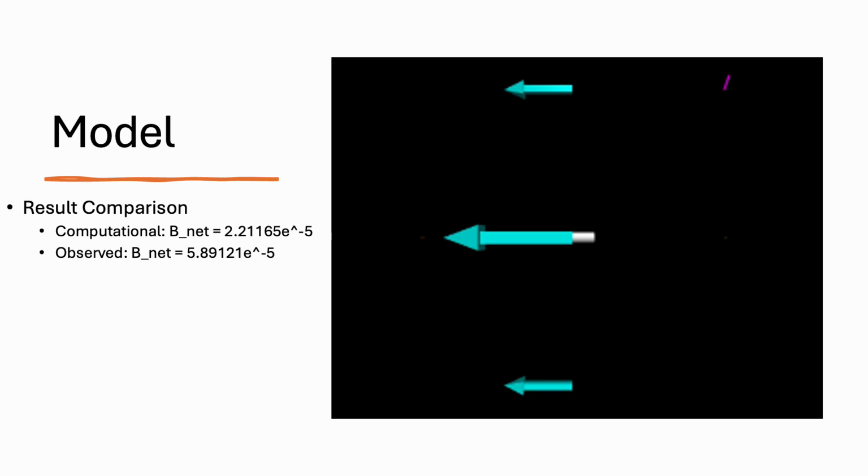And the code generates a computational magnetic field of 2.1165 times 10 to the negative fifth, which is about half our observed, which is 5.89 times 10 to the negative fifth. And here's the model on the right.